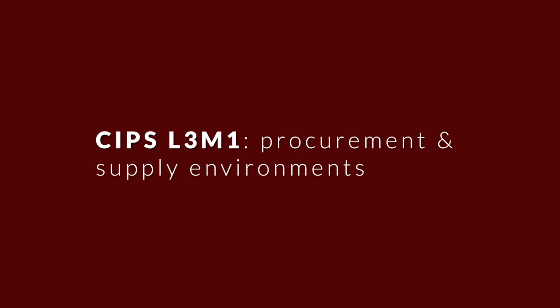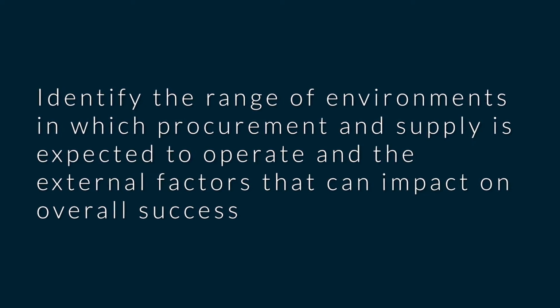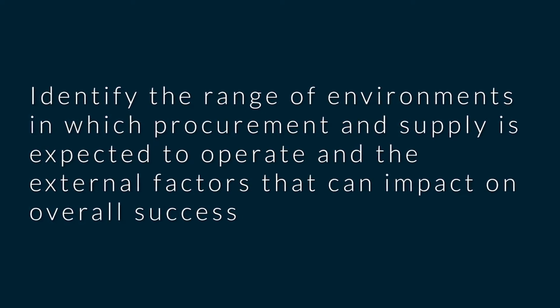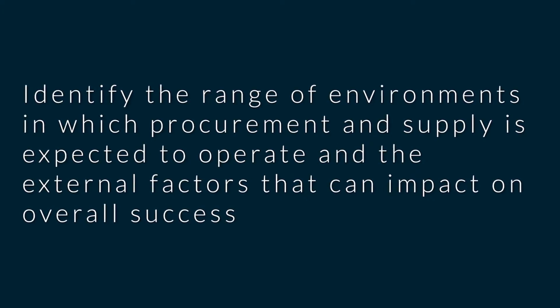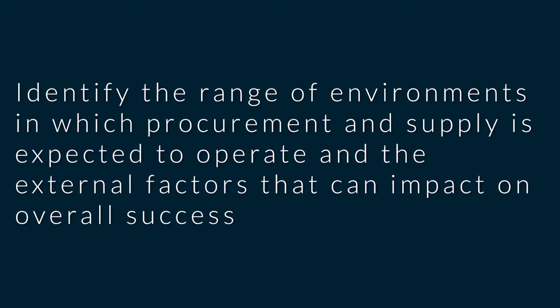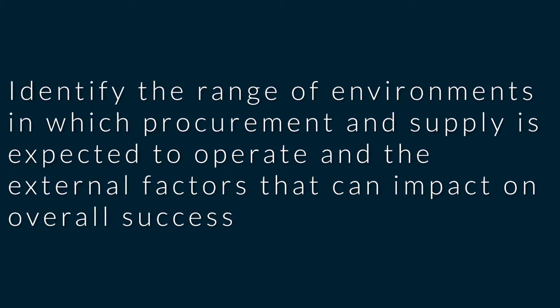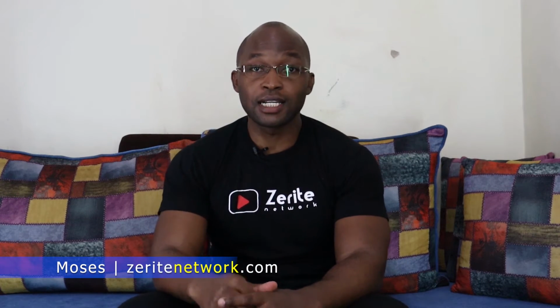The CIPS Level 3 Module 1, that is Procurement and Supply Environments, is designed to enable you to be in a position to identify the range of environments in which procurement and supply is expected to operate and the external factors that can impact on overall success. Now, the good thing is that I'm here to make all that easy for you because let's face it, that is pretty much what Zero Network is all about.